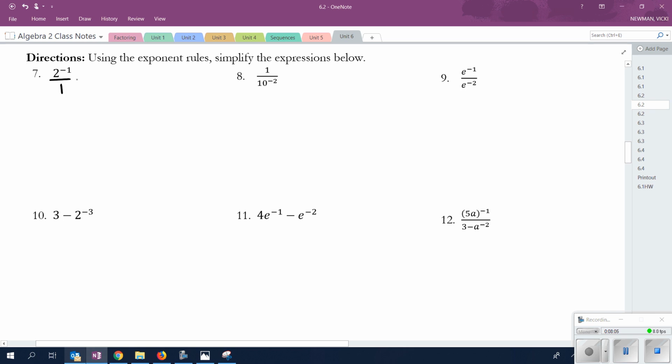Fraction. So where should I move the 2? To the bottom, and it becomes positive. Do I have to write 2 to the positive 1? No, that looks weird. All right, you're going to do 8 in a minute.